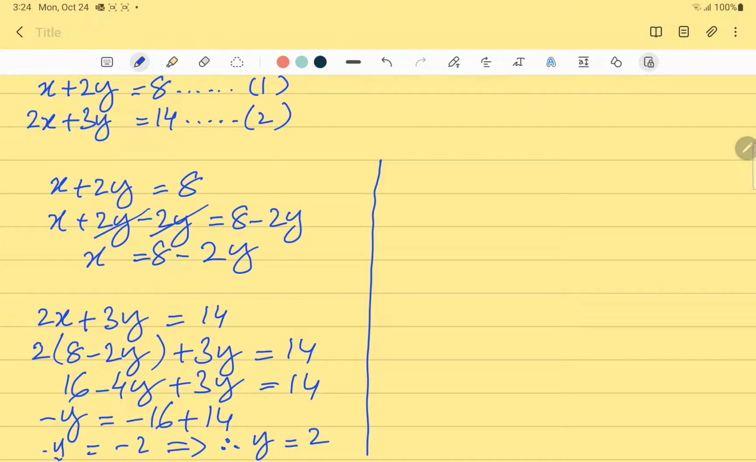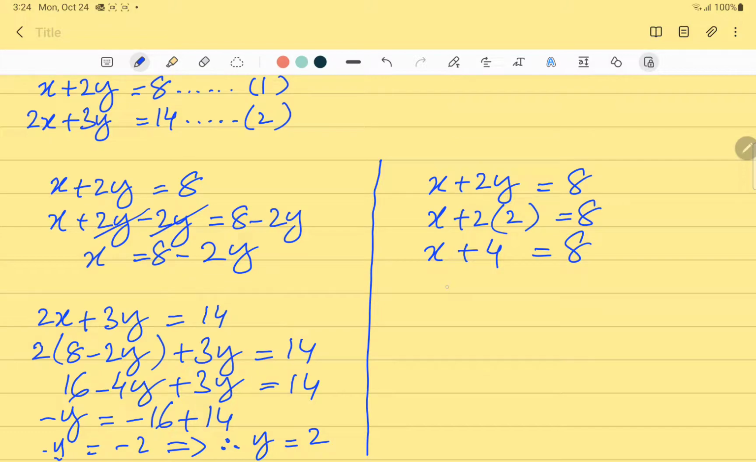Now we substitute this value of y in equation number 1. So our equation number 1 is x plus 2y is equal to 8. Y is equal to 2, so x plus 2 into 2 is equal to 8. X plus 4 is equal to 8. If we subtract 4 from both sides, we are left with x is equal to 4.